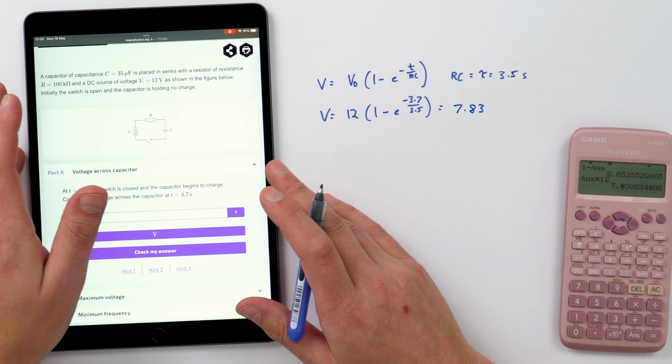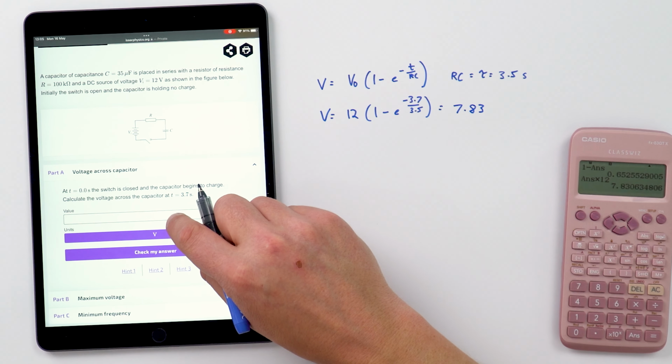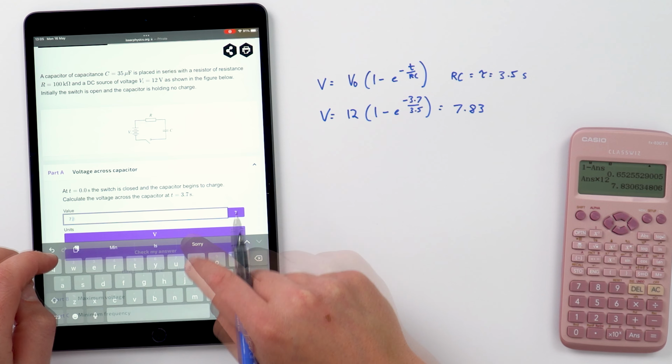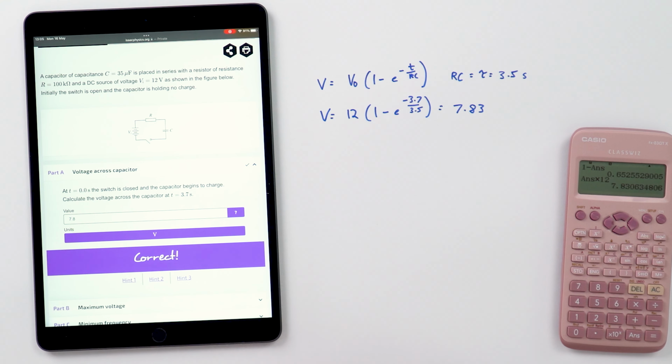Now, with ISAT physics, you need to be very careful about the number of significant figures. So the number that we've got is 7.8. And the units for that are going to be volts. And if we just check the answer, we're correct. Now, most people will have got that correct. That's the kind of question that you might get in an A-level physics exam paper.